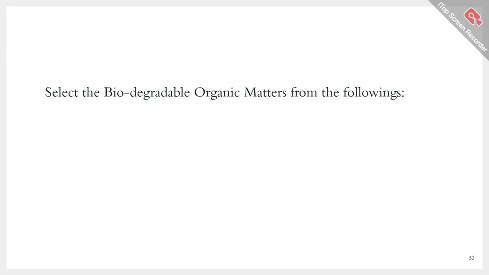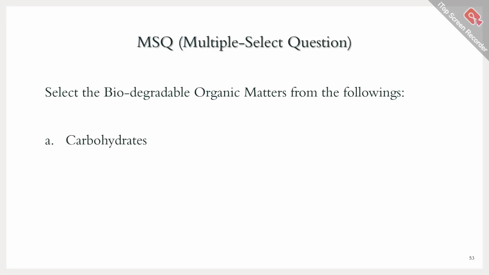Okay. Now, next, you have to select the biodegradable organic matters from the following. It is an MSQ, or multiple select question. Option A is carbohydrates, option B methanol, option C fats, option D polyethylene, and the correct answer is carbohydrates and fats. Methanol and polyethylene are not biodegradable, these are non-biodegradable matters. And biodegradable organic matters are carbohydrates and fats.